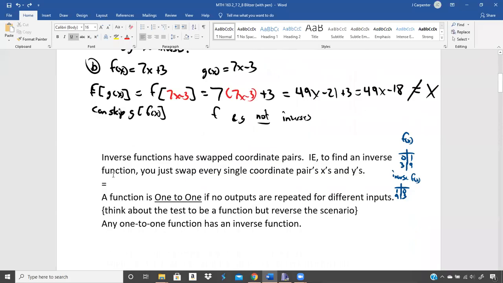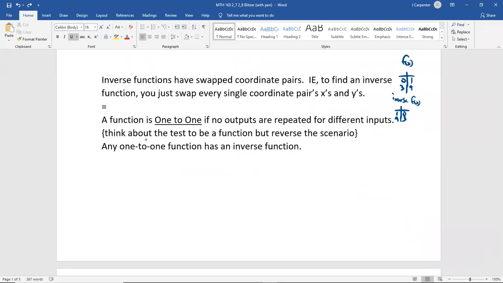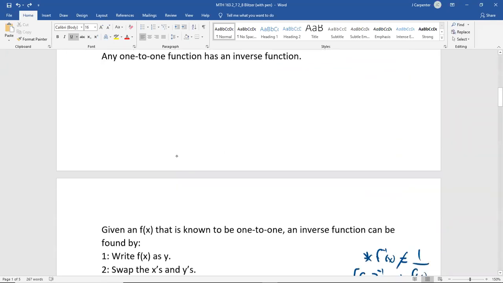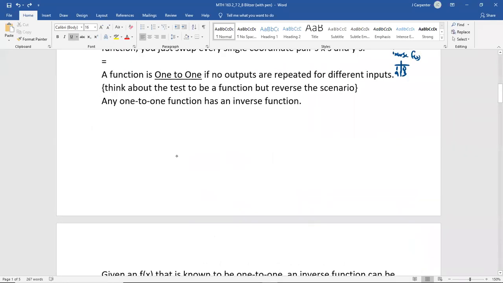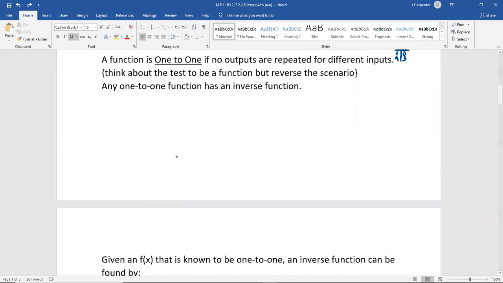We also talked about how, with inverse functions, the idea is you're just swapping x's and y's, whether they are the literal variables, or the coordinate pairs, or the graph, which is still coordinate pairs. We talked about what it means for a function to be one-to-one. We'll get into that graphically a little bit later.